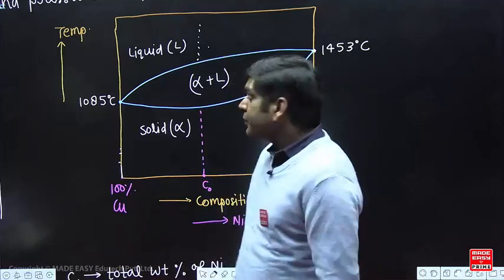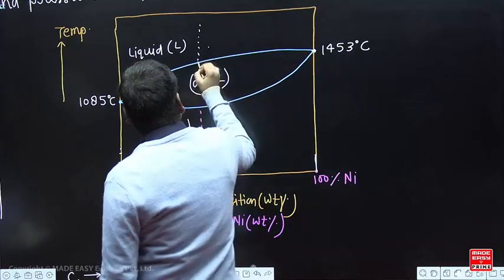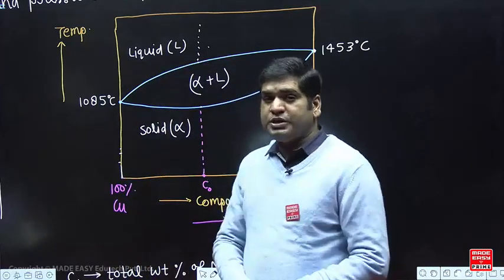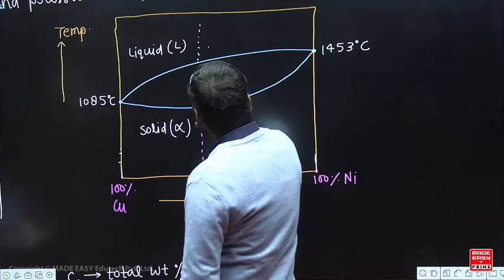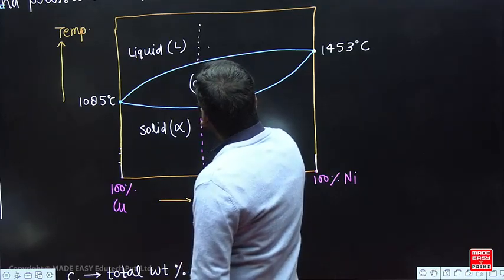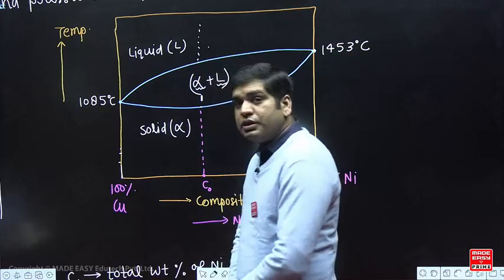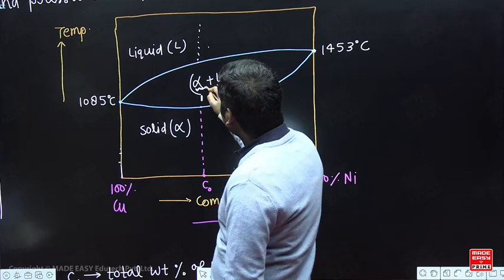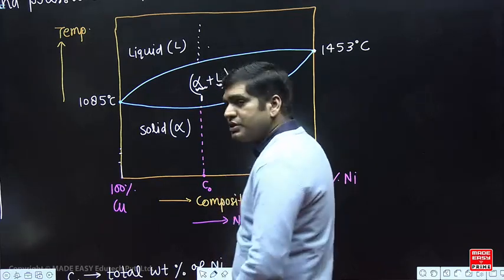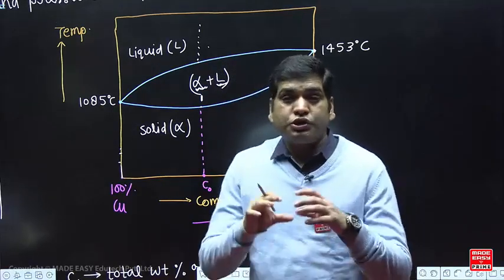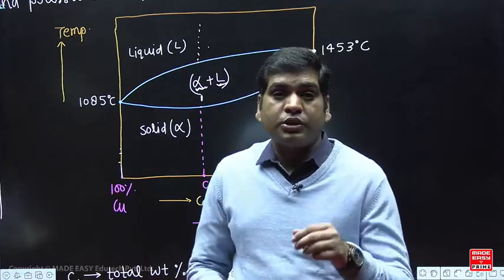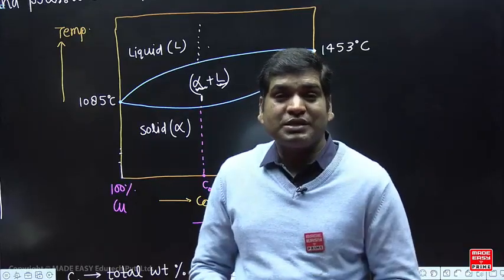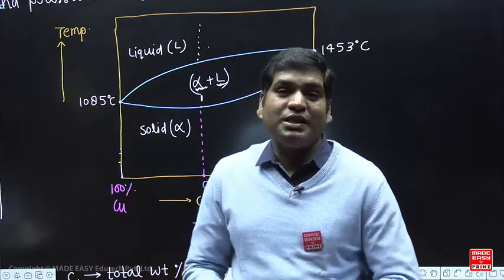But if our temperature is between these two extreme points, means our temperature lies in the two phase region, then out of this 10%, some of the nickel is in solid and some of the nickel is in liquid. And similarly, out of the 90% copper, some of the copper is in solid and some of the copper is in liquid. Suppose in the two phase region at any temperature, you want to know how much percentage of nickel is in solid and how much percentage of nickel is in liquid, then you cannot say it directly.